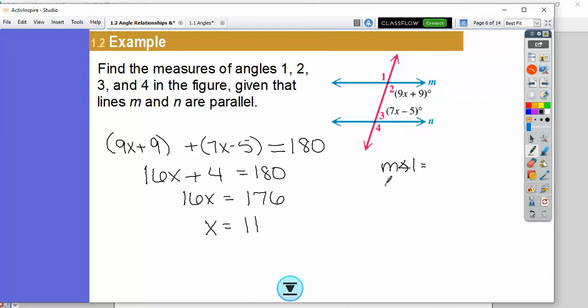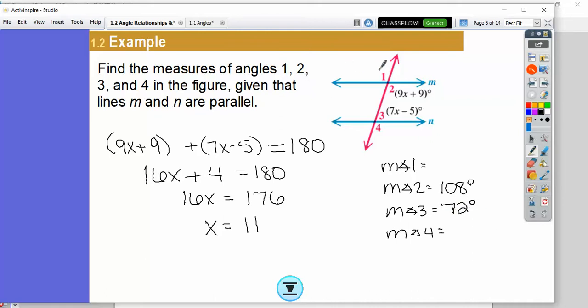My directions were to find the measures of each of these angles. So 2 and 3 are easy. I just have to plug my x back in. So for 2, 9 times 11 is 99, plus 9 would be 108. Remember to put the degree symbol. If I plug it into 3, I get 77 minus 5, which is 72 degrees.